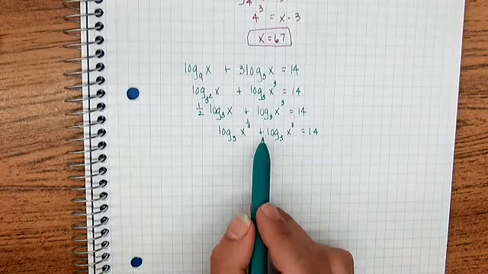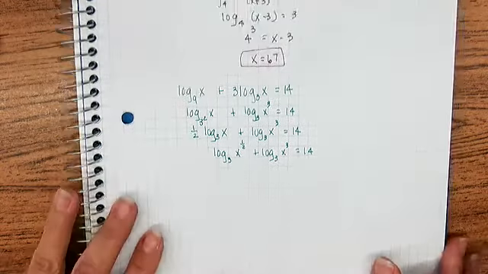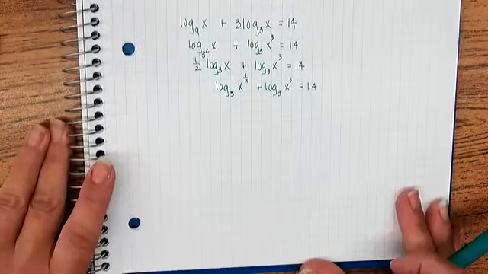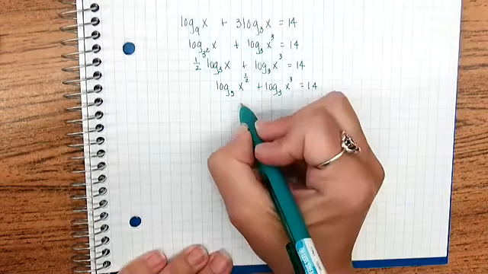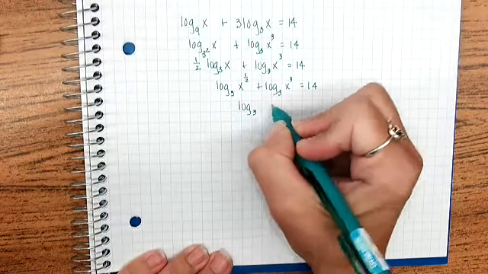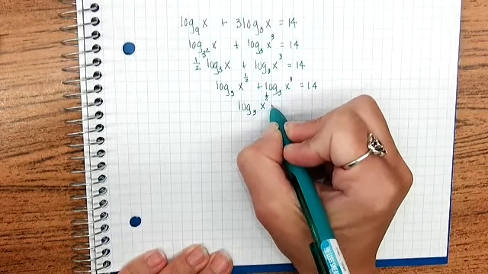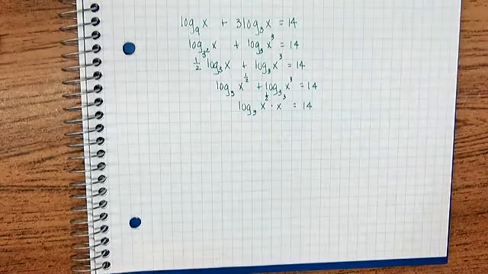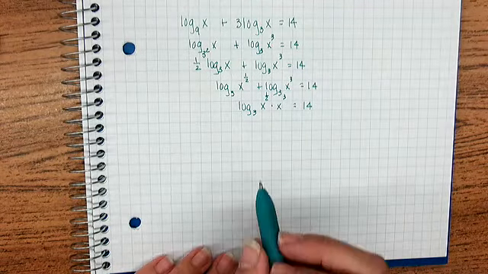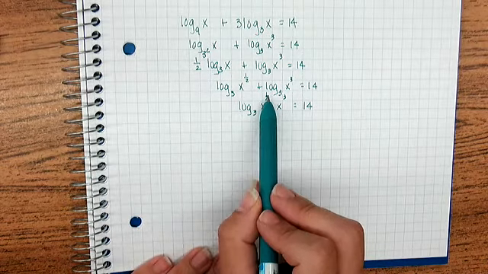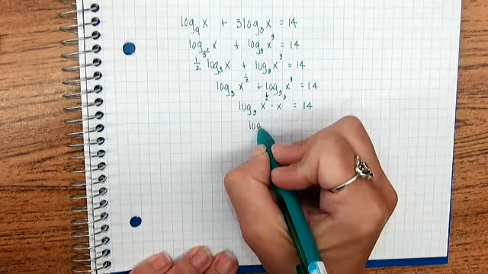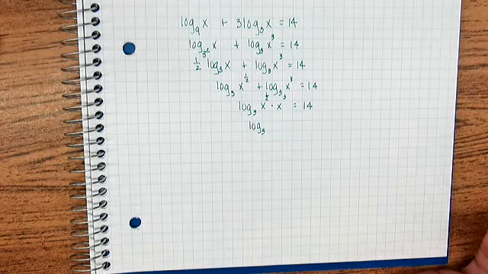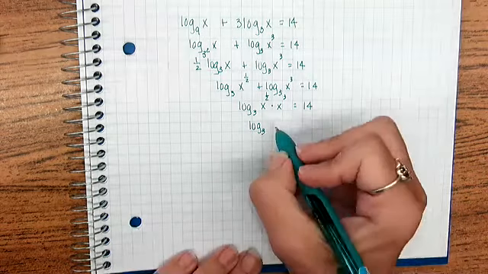Okay, add logs, multiply arguments. So in the previous example, subtract logs, divide arguments, and now I add logs and I multiply arguments. So this becomes the log base 3 of x to the 1/2 times x cubed. And if you're doing the problem on your own, you're probably thinking, oh, this can't be right, but it is. So x to the 1/2 times x cubed is add exponents. That's 3.5, and 3.5 is what, 7/2, I think.